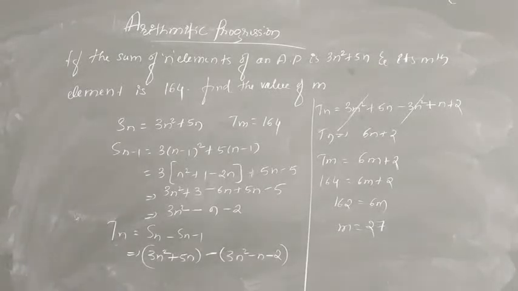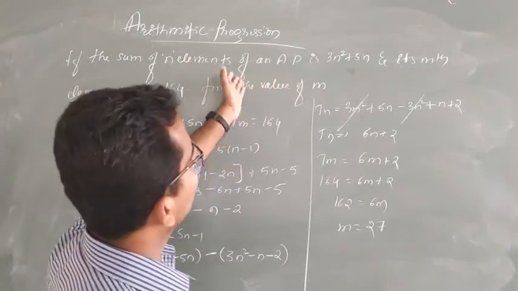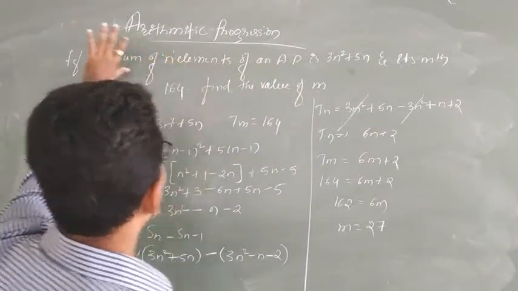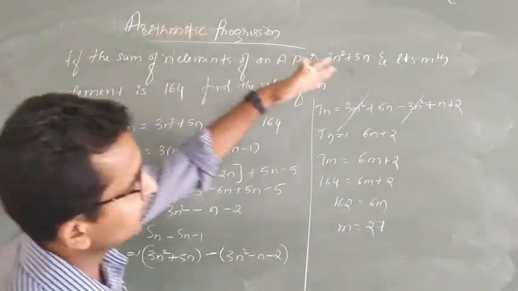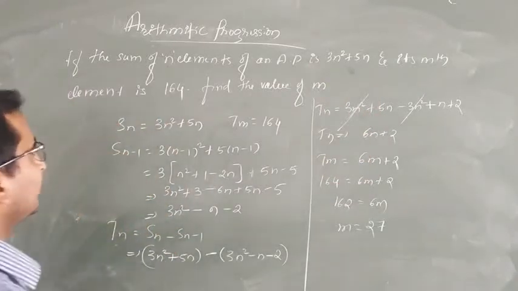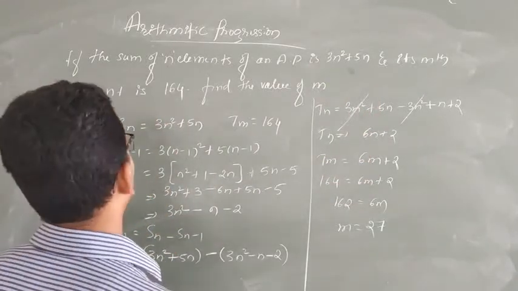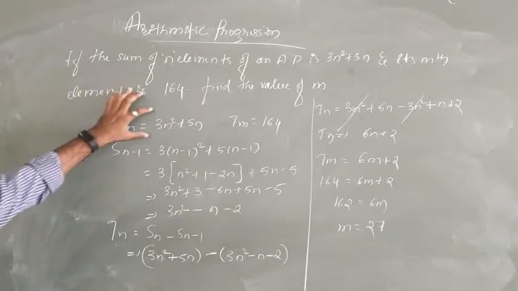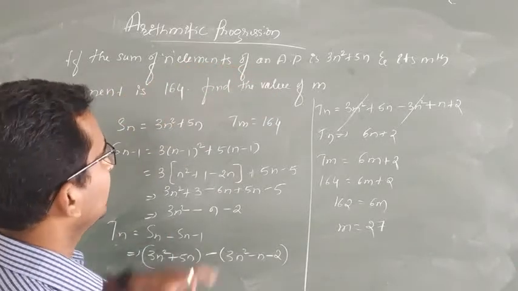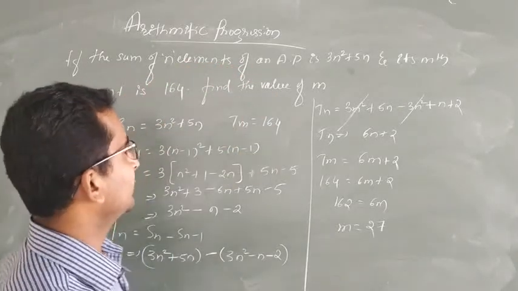So again I am going to explain this one. What they have given: if the sum of n elements of an AP is 3n square plus 5n and its mth element they have given. In place of n they have given m. Okay, don't get confused. I can write it as nth also. Its nth element is 164. Find its value of m. Okay, so Sn is 3n square plus 5n. So I have written its mth element is 164.